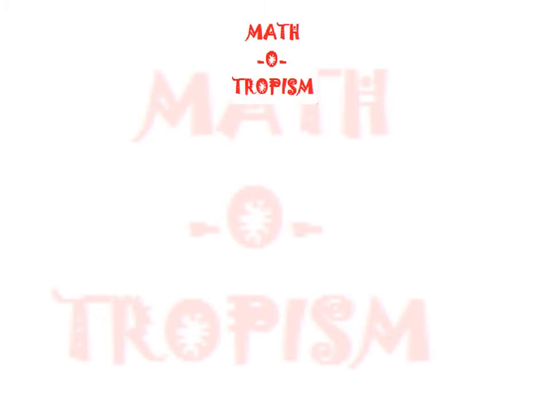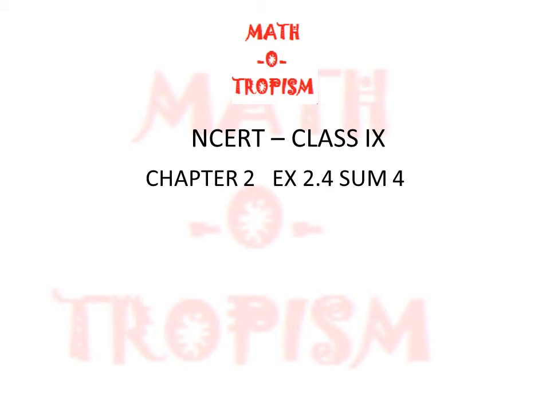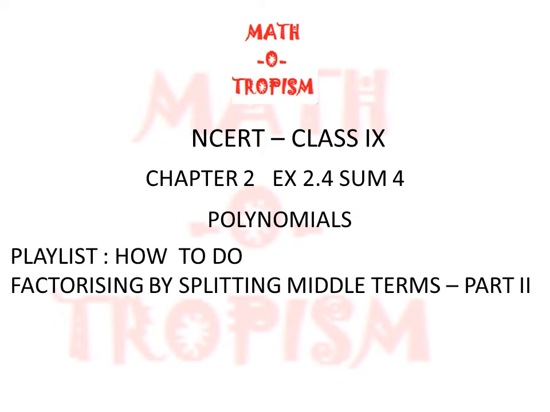Welcome to Math-o-tropism. Today in this video we are going to see the NCERT Class 9th Chapter 2 Exercise 2.4, Sum 4. This is regarding factorizing a quadratic polynomial. To understand how we factorize by splitting the middle term, you can see the video in the playlist. You can see Part 2, which has this type of splitting.